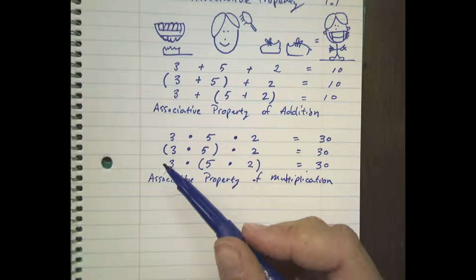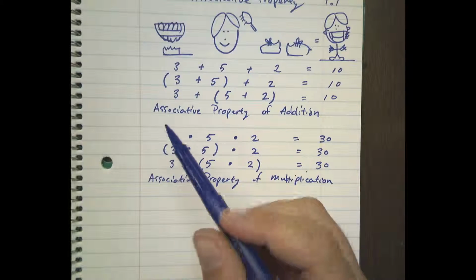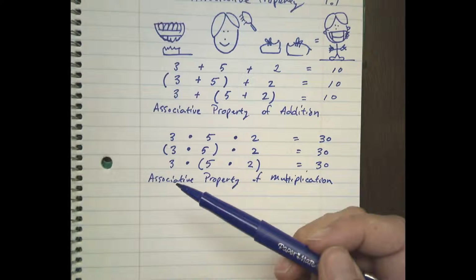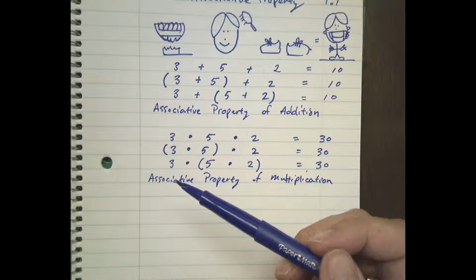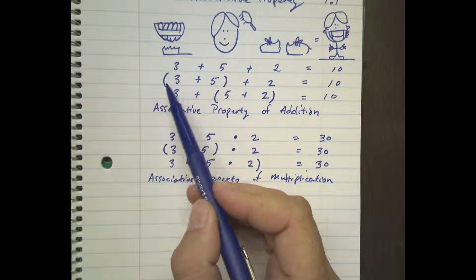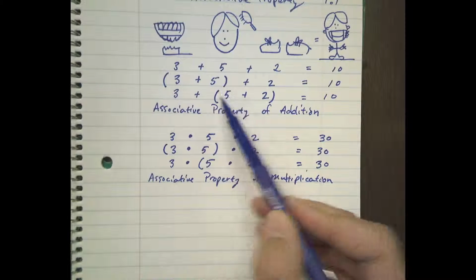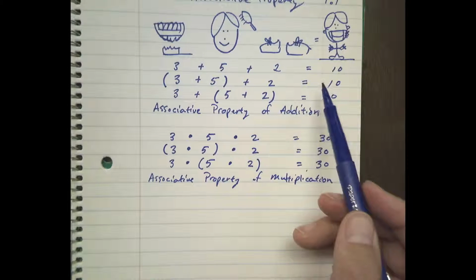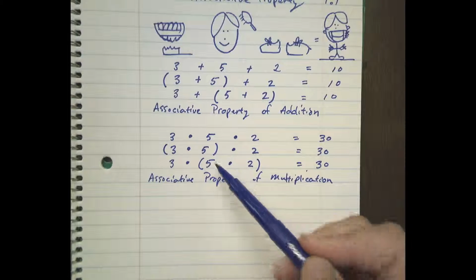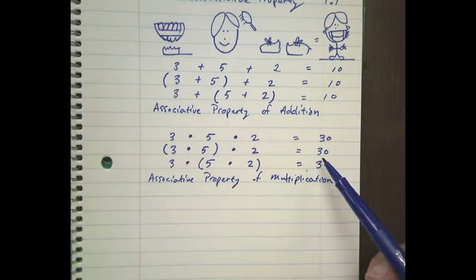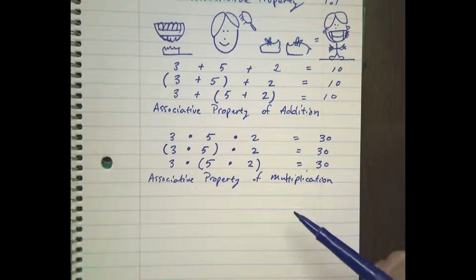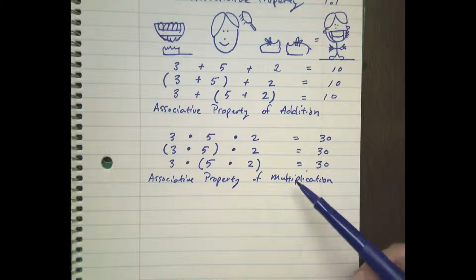Let's review a little bit. With the associative property of addition and the associative property of multiplication, it just means that it doesn't matter what our grouping is when we're adding numbers together or when we're multiplying numbers together, we will still get the same answer. All right? Well, hopefully this helps you understand the associative property of addition and the associative property of multiplication.